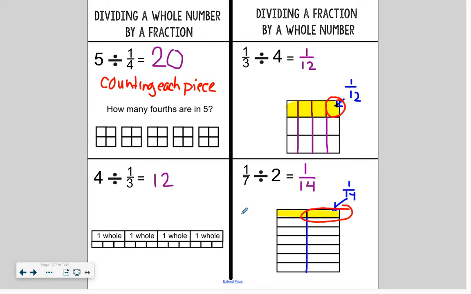Some of you might even notice a bigger pattern, noticing that 4 times that denominator of 3 will give you 12. And here, it's a fraction with 7 times 2 as your denominator. The important part is to know the amount you're starting with. So when you're starting with that whole number, that's the amount you're starting with, and you're dividing it by a fraction, you end up with a whole number. When you start with a fraction and you divide it by a whole number, you end up with a fraction.